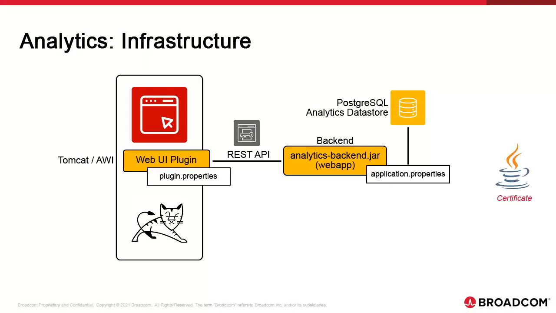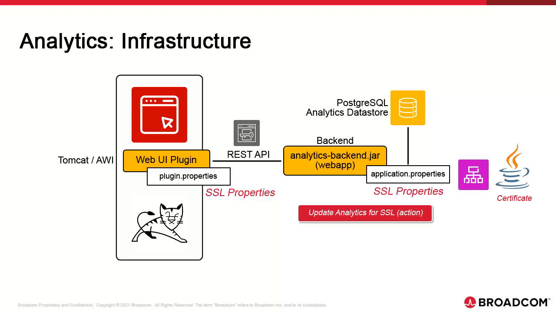An SSL certificate from an authority and an agent must be available to the host. You obtain the certificate and then install it on that system. For our purposes, we're going to create a self-signed certificate. Then we update the two files, namely application.properties for the backend and plugin.properties for the front. We add the HTTPS and certificate information. Finally, we run the analytics configuration action to reconfigure the pack.